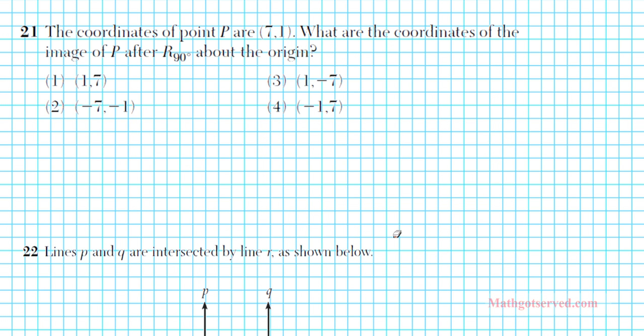Alright, let's take a look at problem 21. It says the coordinates of point P are 7, 1. What are the coordinates of the image of P after a rotation of 90 degrees about the origin? So we're carrying out a transformation on a point located at 7, 1 by rotating 90 degrees.